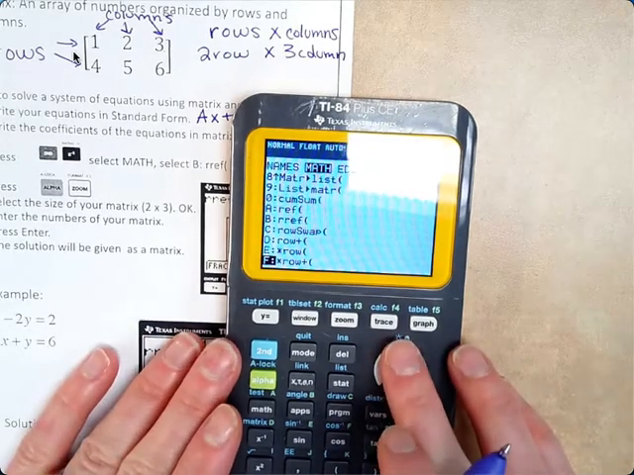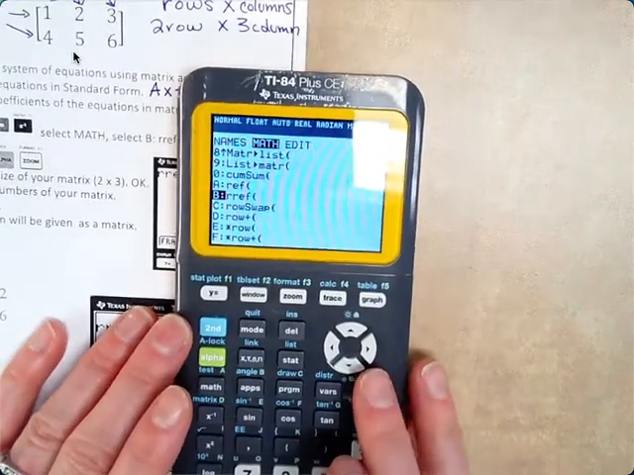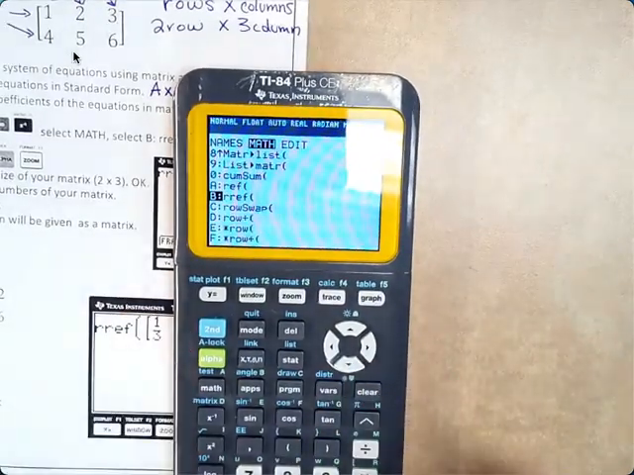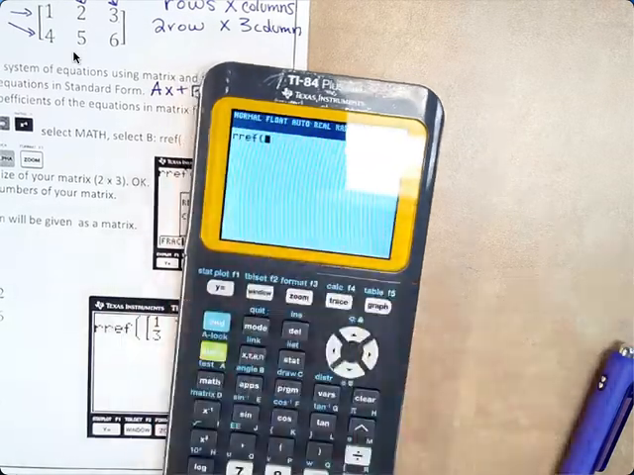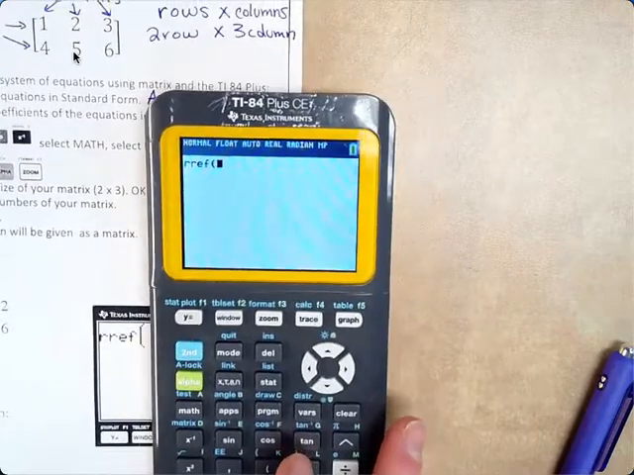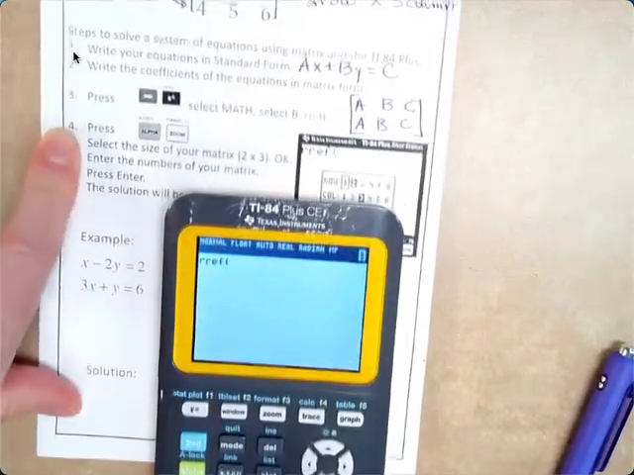So I'm actually going to go up and find the B, RREF. Did y'all find it? No? Yes? Okay, push enter, and it puts it into our home screen. Okay. Now we're on to step 4.